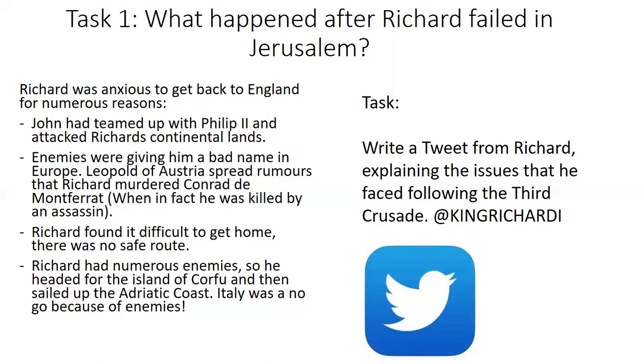So the first task you need to do is understand why Richard was so anxious. So write a tweet. This is a bit of an old-fashioned use. So imagine that Richard had Twitter. That's a good old historical anachronism. And explain the issues that he faced following the Third Crusade. So at King Richard I, just write down a tweet talking about why Richard had issues following the Third Crusade. Pause the video here, spend about 5 minutes on this task, and then we can move on to look at the actual capture and the ransom itself.